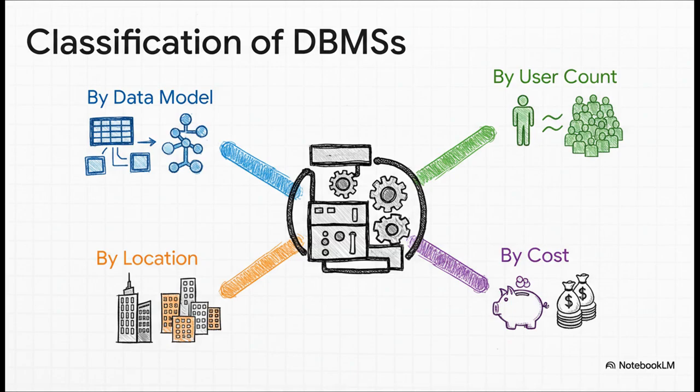And we can classify all the different buildings in our data city in a bunch of ways. We can sort them by their data model, by the number of users they can support from just 1 to millions. We can sort them by their location, whether they're all in one place or spread out, and even by cost, from incredibly powerful free open source systems all the way to massive commercial platforms that cost millions of dollars.